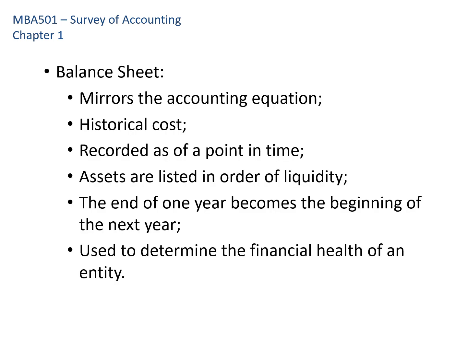The next one is the balance sheet. And the balance sheet kind of tells us, if the income statement tells us did we make money or not, were we profitable, the balance sheet tells us how healthy the business is. And it mirrors the accounting equation. It's based on historical cost, not appraisals or rumors about values or things like that. We put an asset on there as to what we paid for it. It's recorded as of a point in time, usually the last day of the fiscal period. We list assets in order of liquidity, so what's closest to being able to be spent. Cash is the first item. The end of one year becomes the beginning of the next year, and I mentioned it's used to determine the financial health of a company.